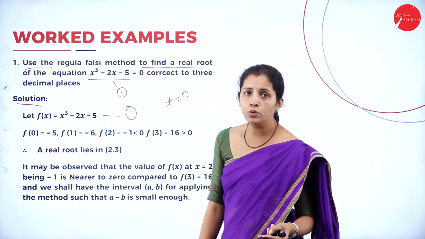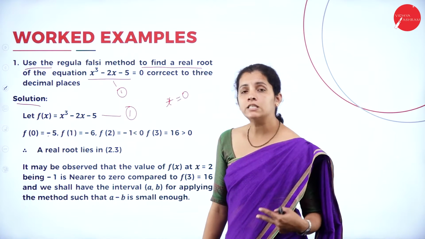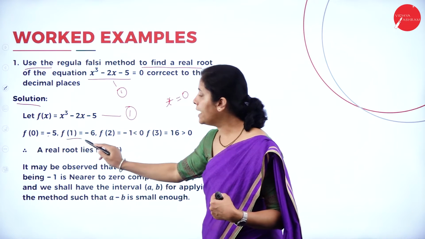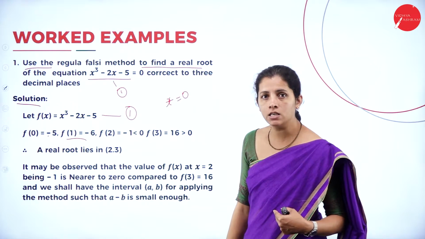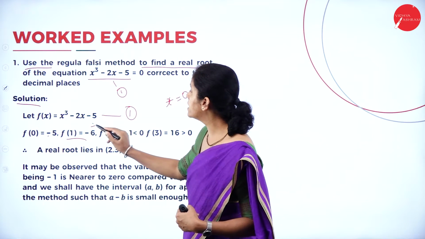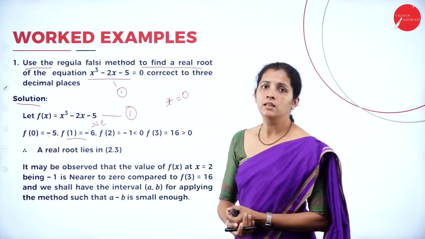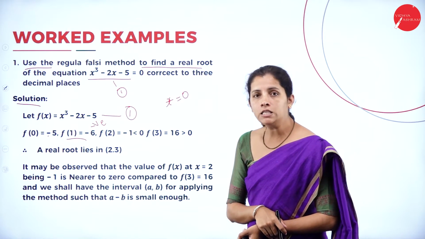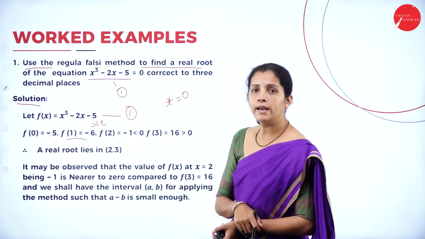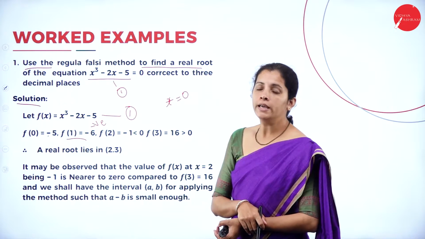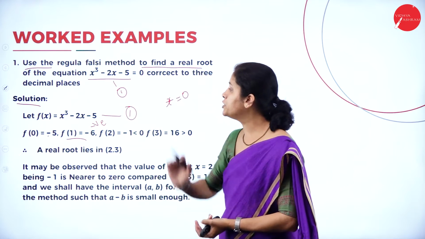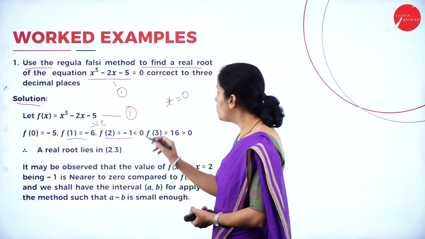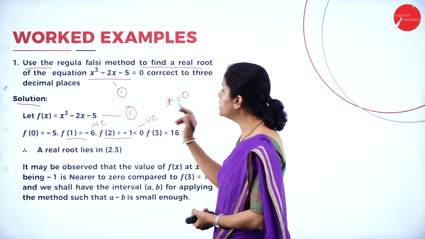Next, x is 1, and when I substitute 1, I get -6. Once again, it is a negative number. Now I'm going to substitute x equal to 2 in my equation, and I'll get the answer -1. Once again, it is a negative number.